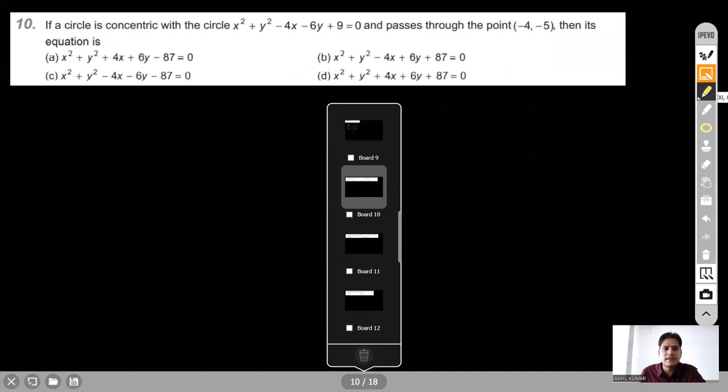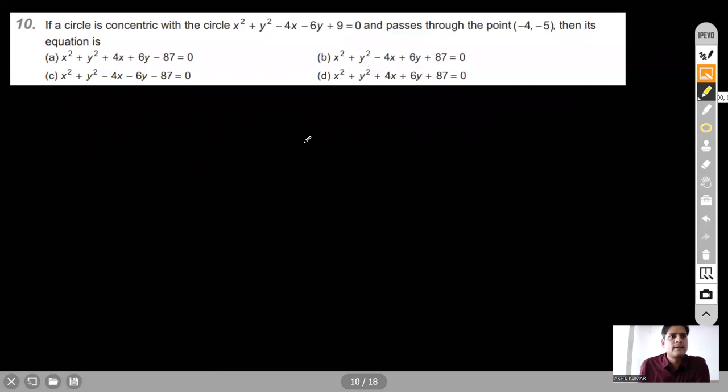Okay, let's take question number 10. If a circle is concentric with the circle x square plus y square minus 4x minus 6y plus 9 equal to 0, and passes through the point given, then its equation is. So it is given that the circle x square plus y square minus 4x minus 6y plus 9 is equal to 0. The equation of one circle is given here.